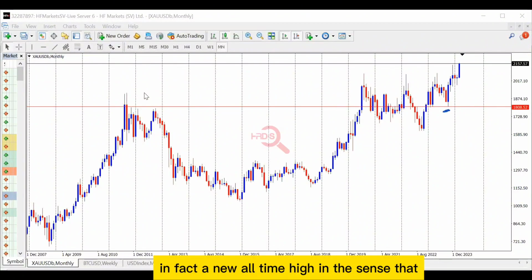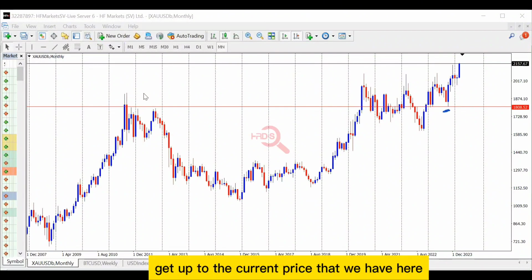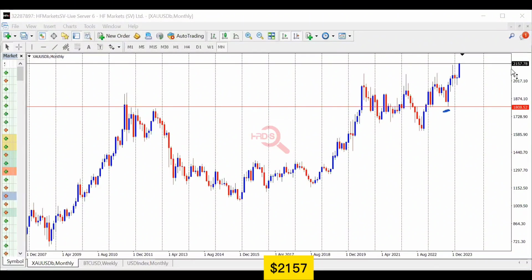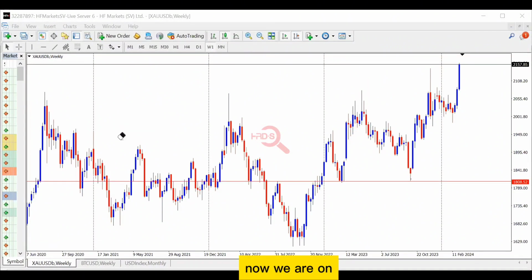In fact, a new all-time high, in the sense that from the inception of this financial asset, gold, in the financial market, we have never had the price of gold get up to the current price that we have here, 2,150, 157. So we go down to weekly time frame. Okay, now we are on weekly time frame.